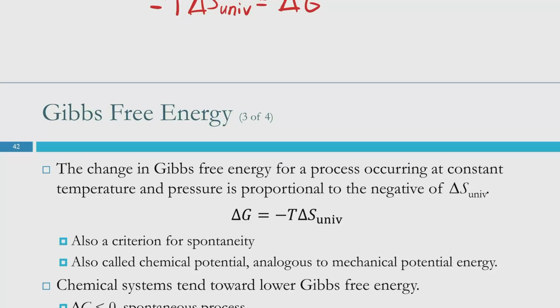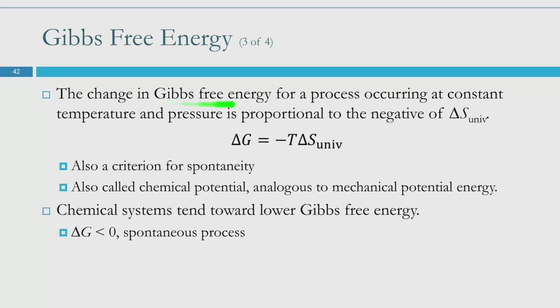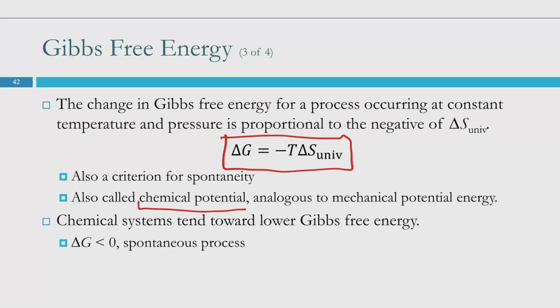There it is. So the change in Gibbs free energy for a process occurring still at constant temperature and pressure is proportional to the negative of the change in entropy of the universe. This is our new favorite equation. We're throwing a lot at you. I think this one's probably more important than the last one. And this is also a criterion for spontaneity. So we can use Gibbs free energy as a way to figure out if something's going to be spontaneous. And it's sort of like chemical potential.